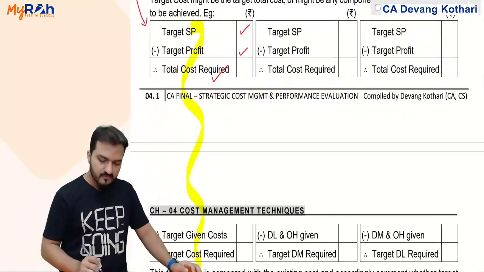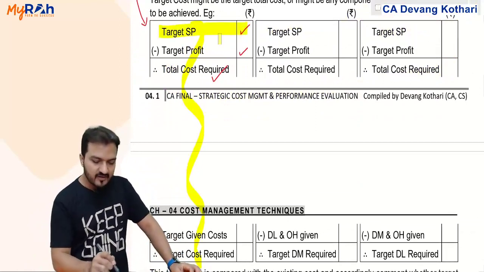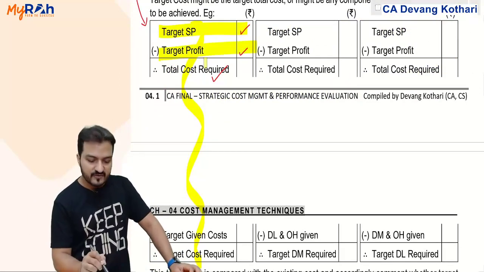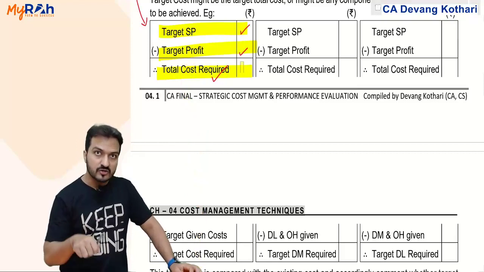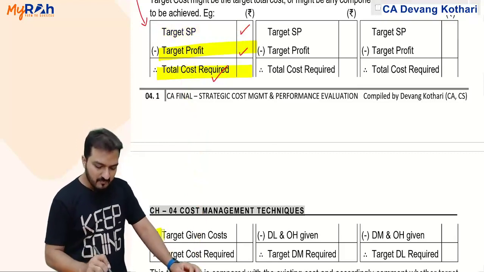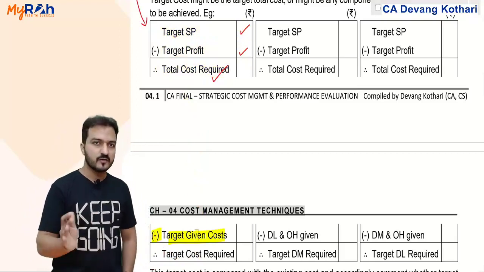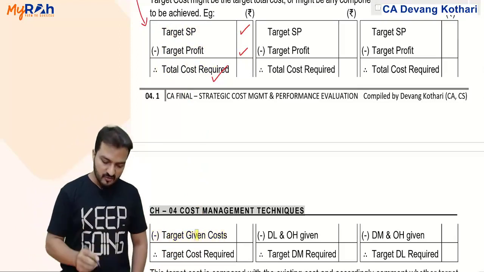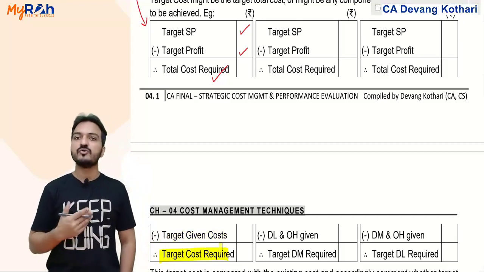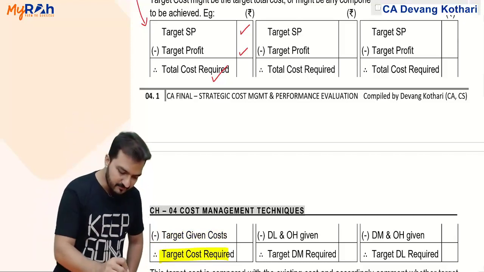My first table here says that the target selling price minus the target profit will give me the target total cost required. From that, minus the target given costs. Certain costs will be given; deduct those given costs, then what remains is the target cost which you require. Well, example.